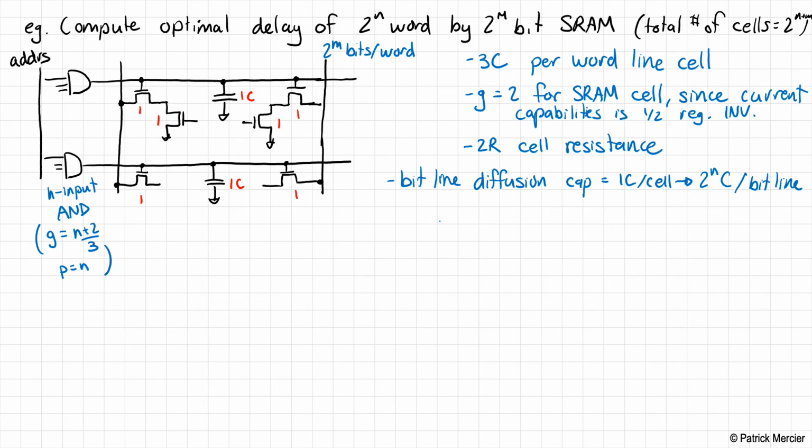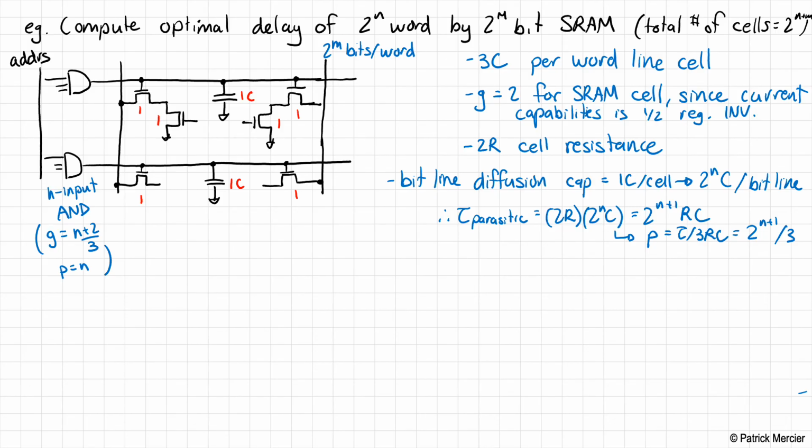So from this, we can compute the parasitic delay of the SRAM cell. That's going to be equal to 2R times 2 to the n C, which is equal to 2 to the n plus 1 RC. So in other words, we can say that P, the parasitic delay, which is just equal to tau over 3RC, where 3RC is tau inverter, is equal to 2 to the n plus 1 over 3. So now we have little p for the SRAM cell.